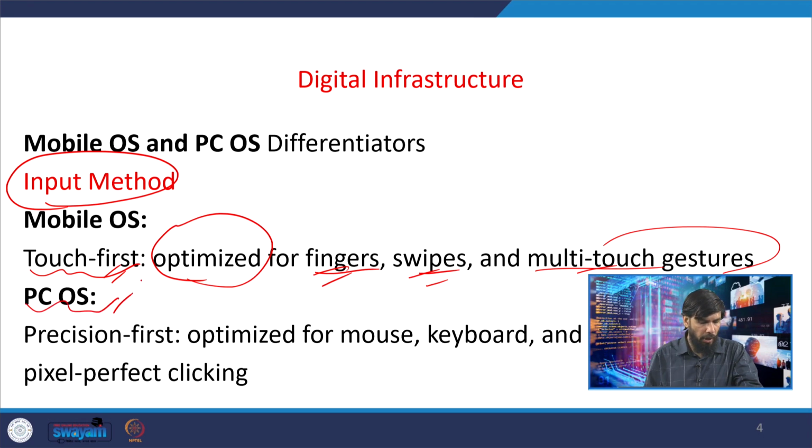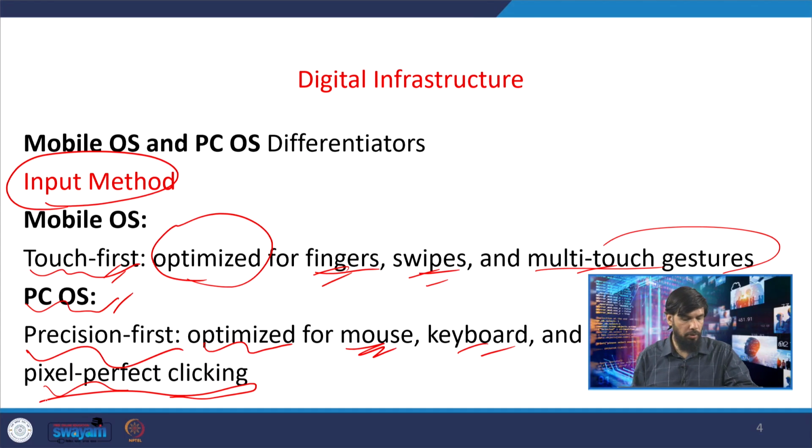Then if we look at the PC OS, this is precision first. How you are interacting with the computer is optimized for mouse, keyboard, and clicking, right. So, the clicking that you do through the mouse is pixel perfect clicking. You click on something, and accordingly it is a very precise kind of interaction that you do in a PC environment.